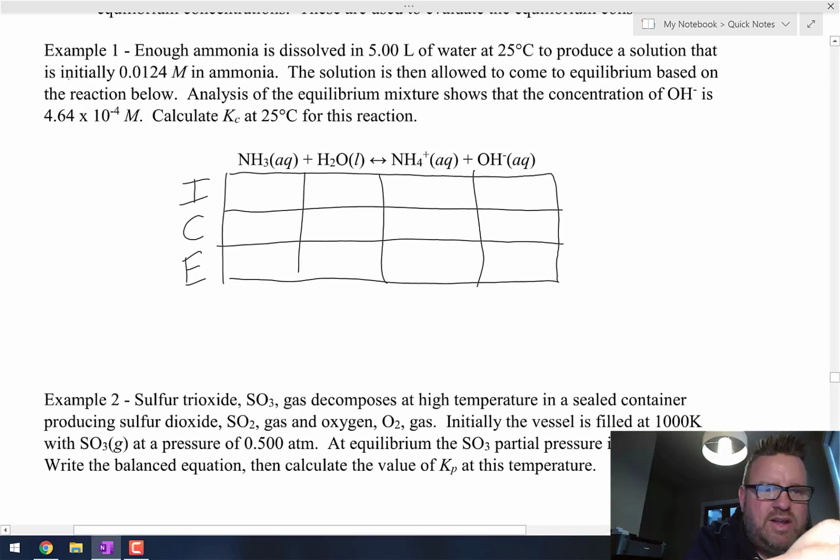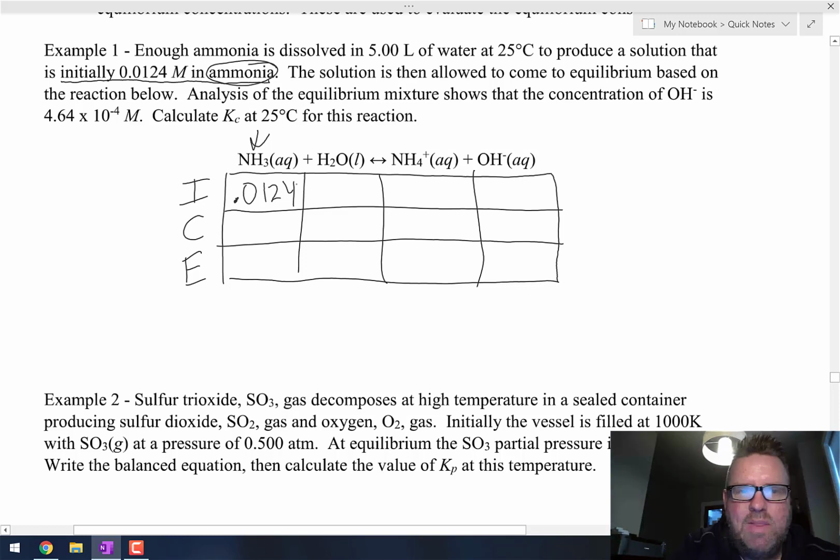Okay, and I'm going to read that it says initially it's 0.0124 molar in ammonia. Okay, and ammonia is NH3. I probably should have said that in the problem. Okay, so ammonia is NH3, so that means initially, remember I is initial, it's 0.0124. Okay, and then I keep reading. The solution then comes to equilibrium, so now we're down here at equilibrium.